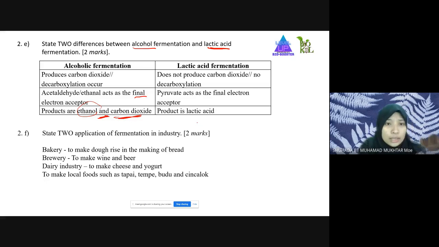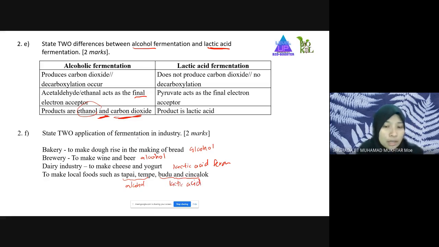Kalau dia nak spesifikkan, dia minta alcohol fermentation, so yang mana yang alcohol fermentation? So alcohol fermentation, kita ada this one, and this one also alcohol fermentation. And this one lactic acid fermentation. Okay, dan untuk yang ini kena spesifik lah. Kalau tapai dengan tempe, so this one ialah alcohol, sebab dia involve plant kan. For this one dia involve lactic acid. Okay, so that is the answer.